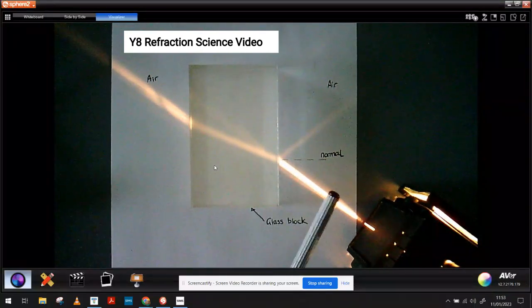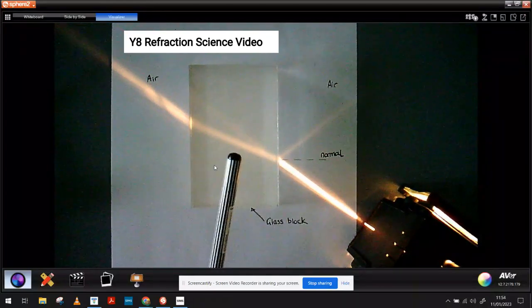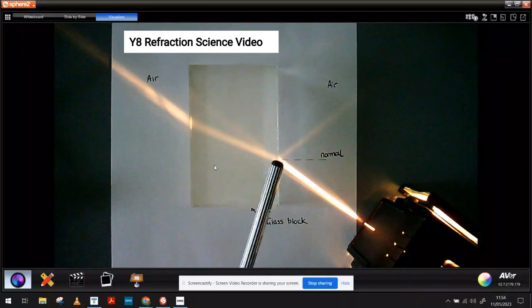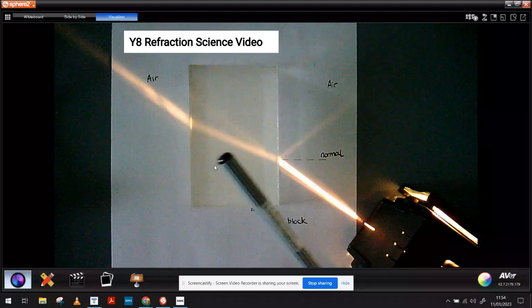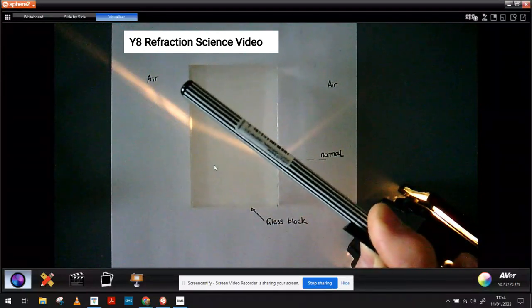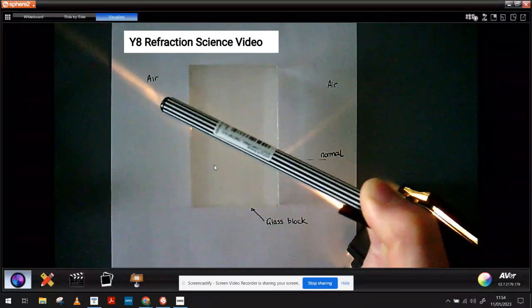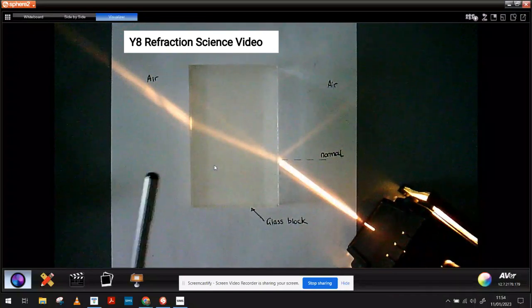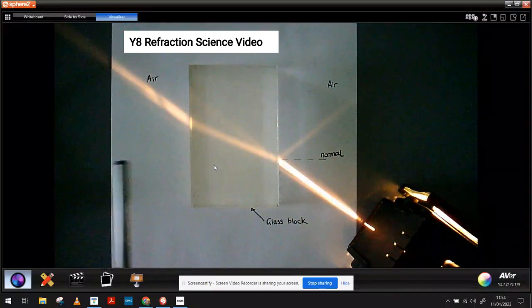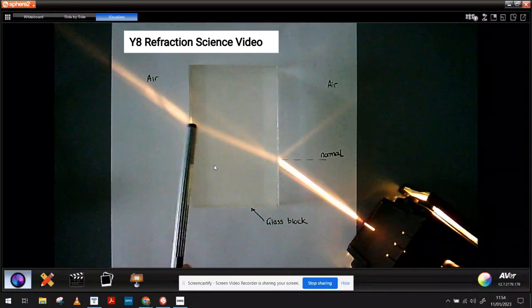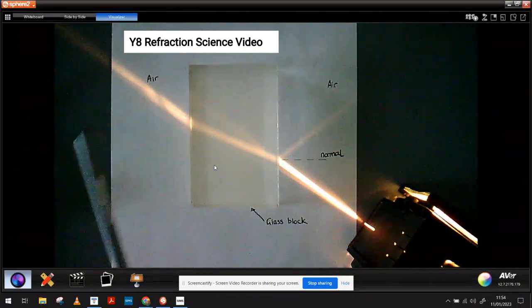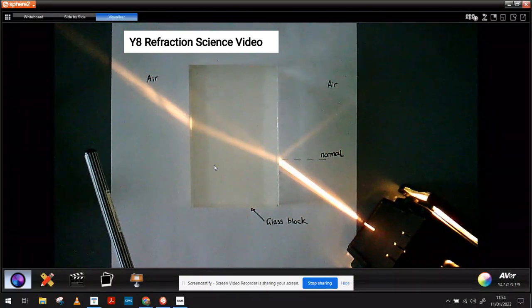So where the light goes from the air into the glass block, the light bends, and it bends towards the normal. You can see that it's going in this direction, and it bends towards the normal down in this direction. And you can see the opposite phenomenon happening as it leaves the block. Here the light bends back away from the normal.